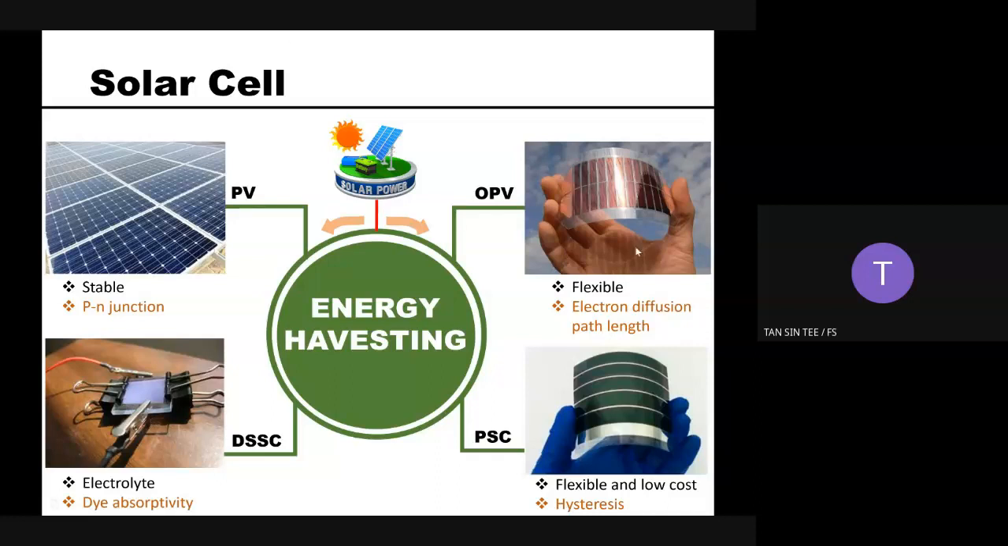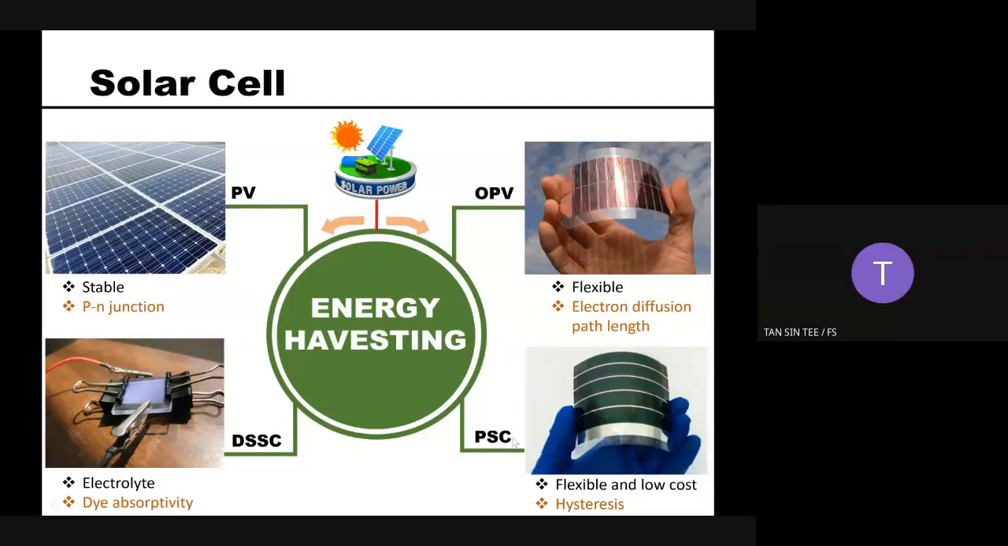Then the third generation is called OPV, organic photovoltaic, which is the focus of our lab. Why we are still focusing on OPV is because this material is very flexible and it has a very good electron diffusion pathway. The flexibility of OPV also makes it compatible with most bifunctional materials.